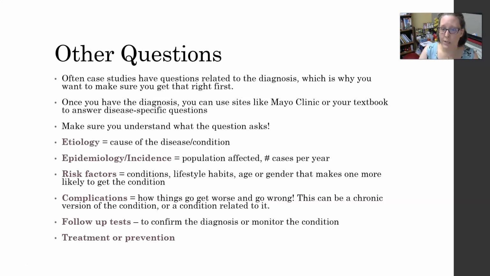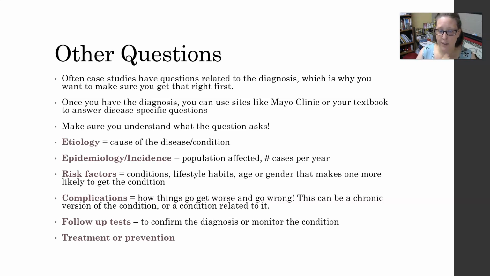So what's the cause of the disease or condition? It could be habits. For example, smoking is causing lung cancer. That would be the etiology of lung cancer, could be smoking, but it can also be something else. It can be genetic or something. So what's the cause of the disease or condition? That would be the etiology.